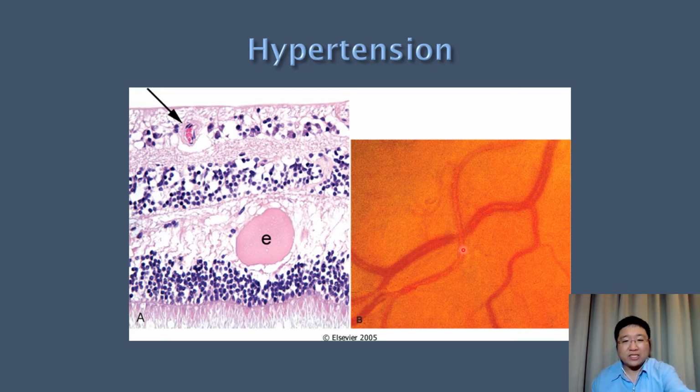artery wall may result in compression of the venous blood vessel, and the thickening of the blood vessel wall may result in decreased saturation of the blood within the blood vessel. So we may observe it as a copper wire. If the obstruction is more severe, we may observe the blood vessel as silver wire, W-I-R-E, silver wire.